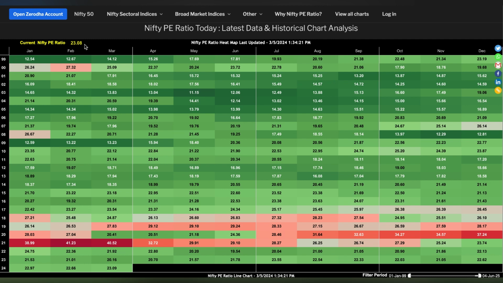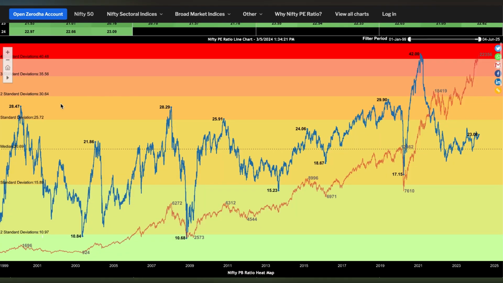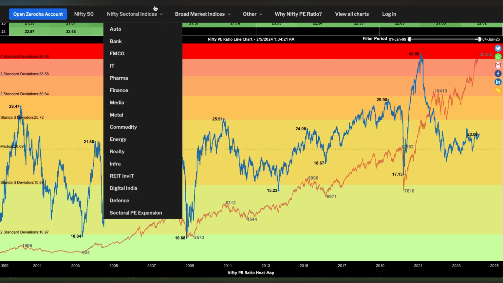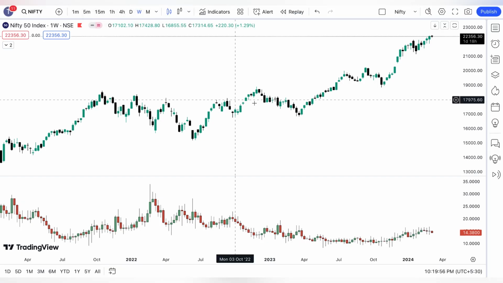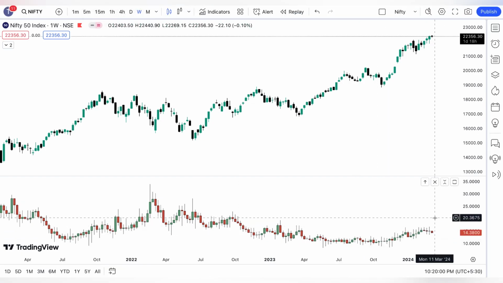Even if we look at the Nifty PE right now, it has reached 23 levels. I have been time and again speaking about Nifty PE and the average value that I always keep tracking, which is 25.72. Anything beyond that is going to be a concern. And in terms of the India VIX, anything beyond 20 is going to be a concern.